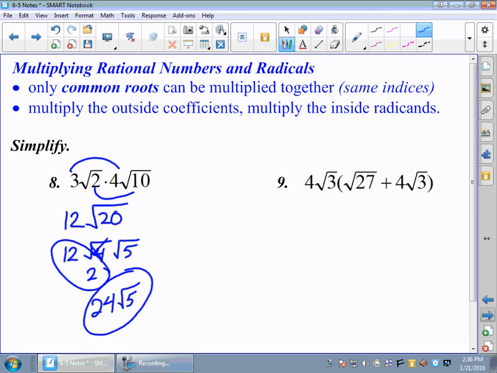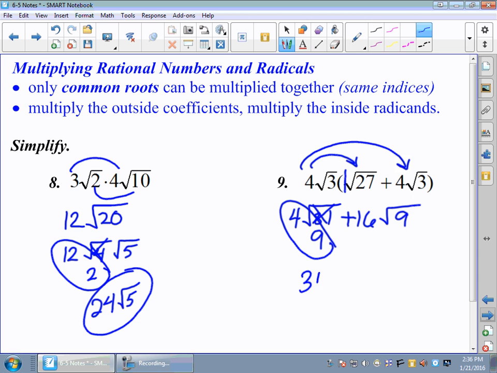Number 9, we're going to distribute. There's really a 1 out in front here that I can multiply the 4 by. So outside times outside gives me 4. Inside gives me root 81. Distribute. 4 times 4 is 16. Root 3 makes root 9. These are both perfect squares. Square root of 81 is 9. 4 times 9 is 36. Square root of 9 is 3. 3 times 16 is 48. We have 36 plus 48 gives me 84. And that's your answer. That's multiplication.